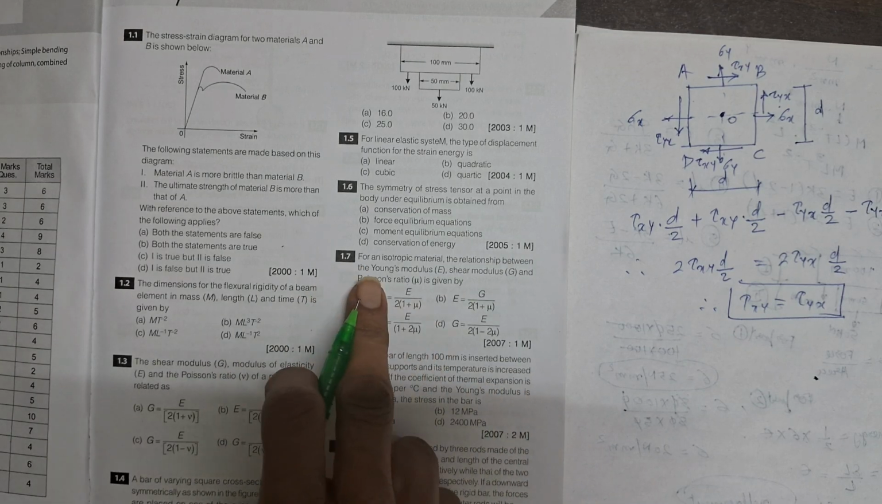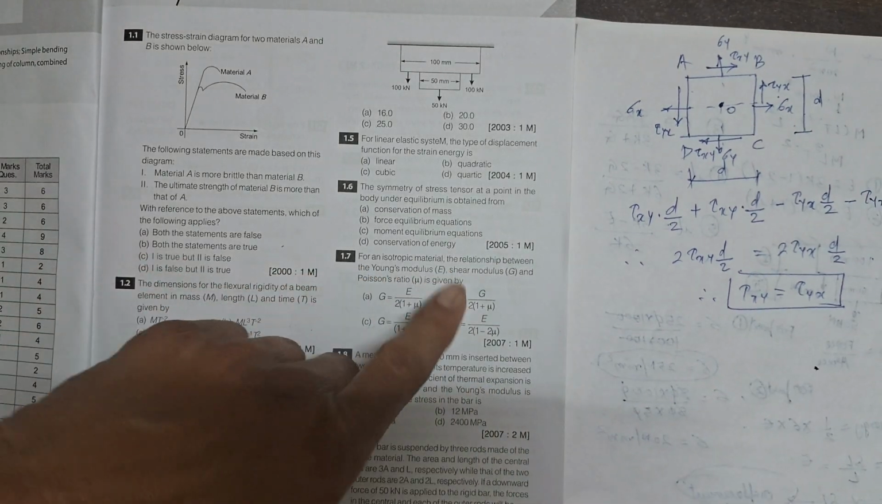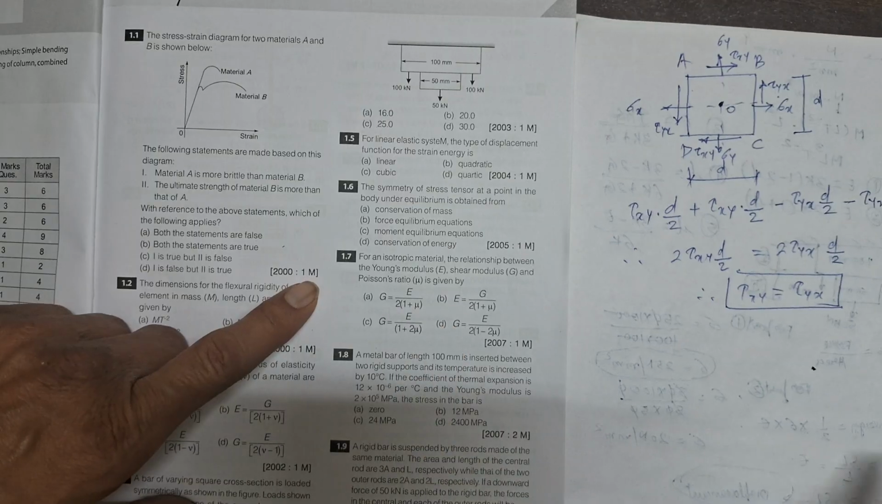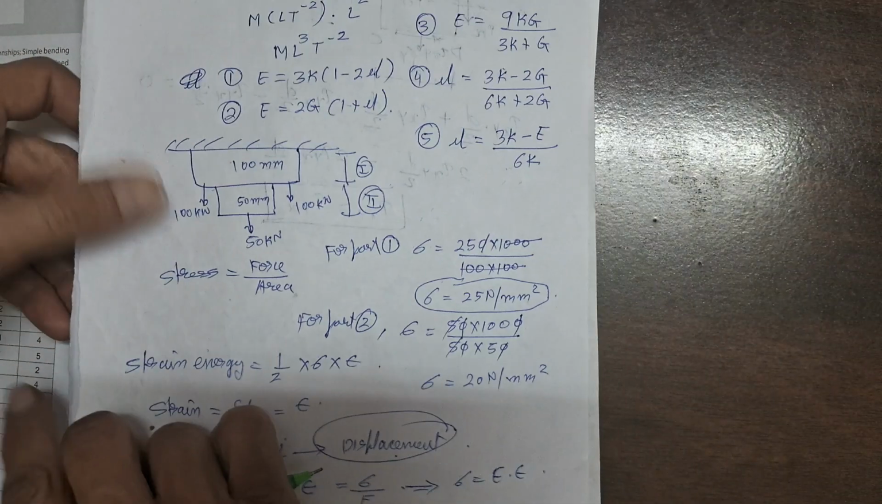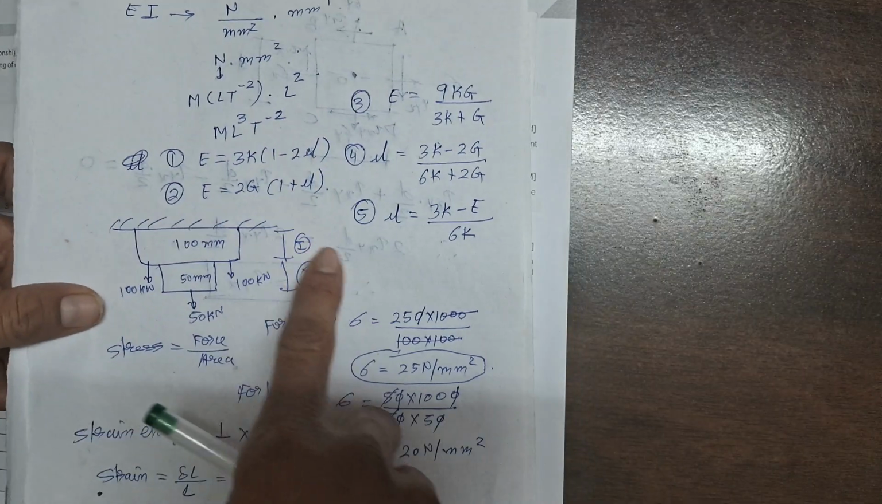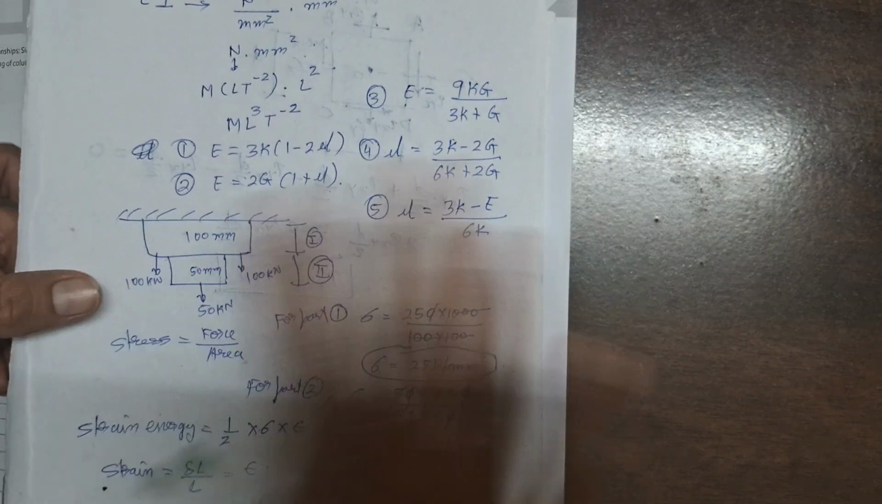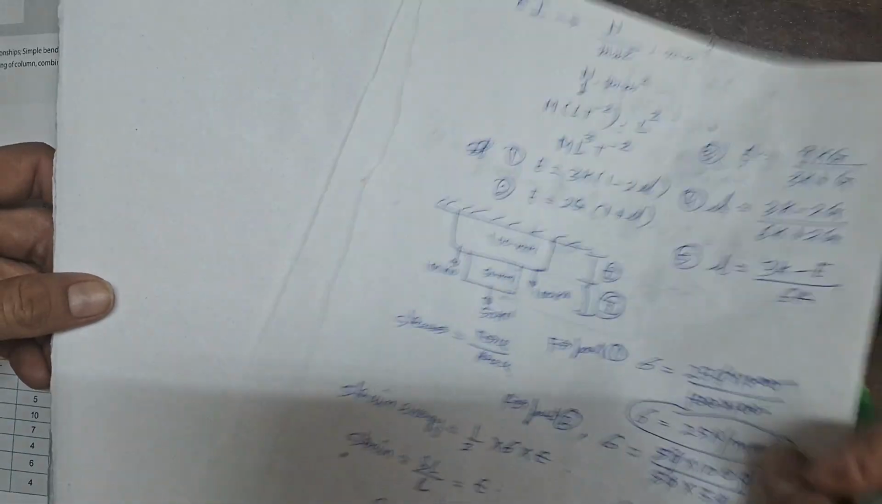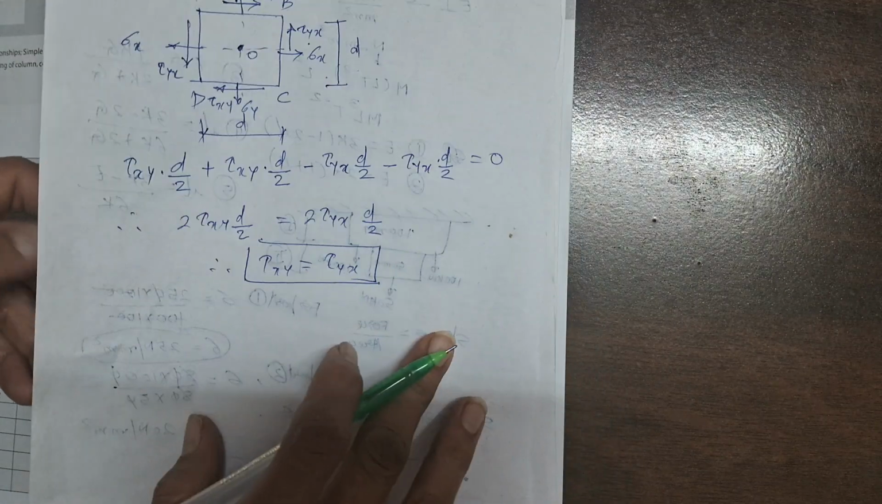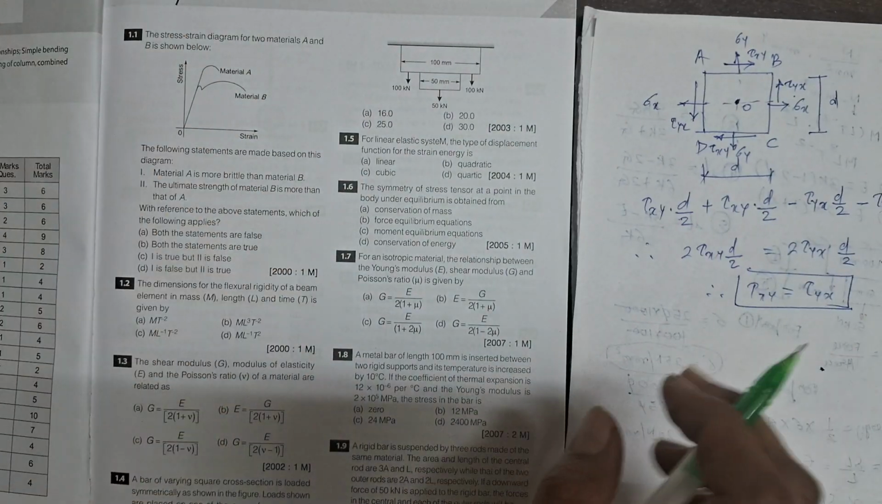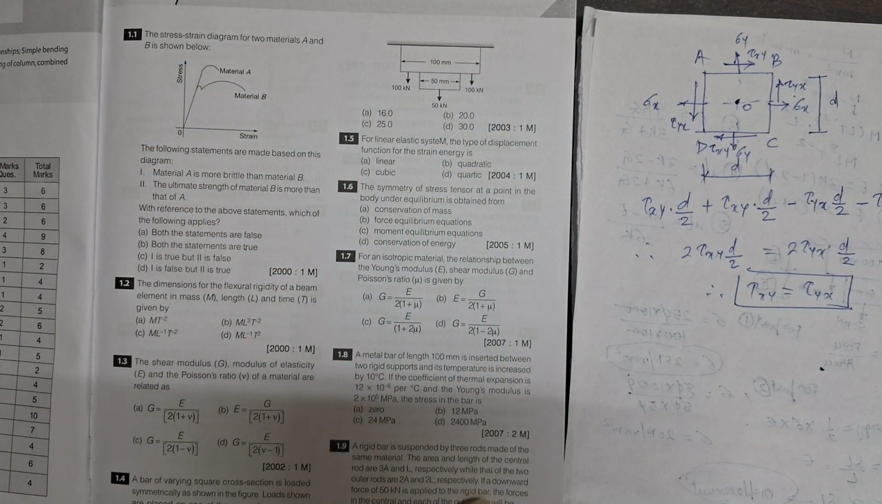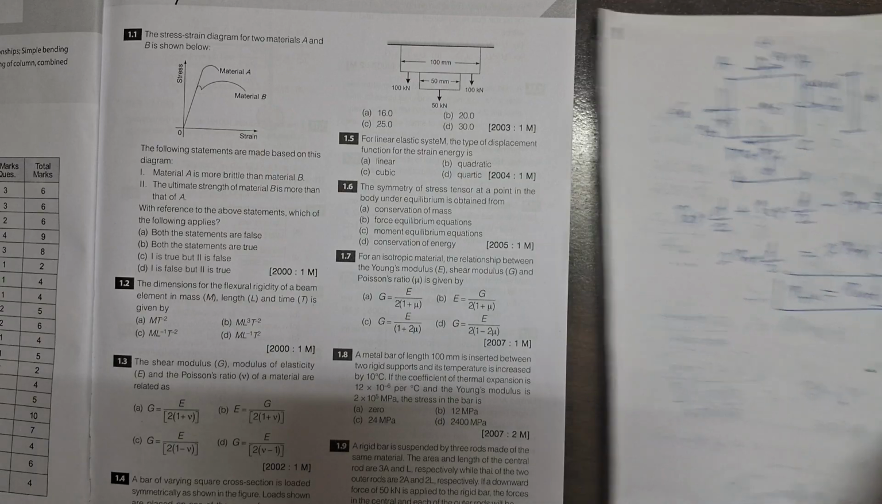Again this question, for an isotropic material relationship. This relationship I have just now explained. All these 5 formulas I have told you, you just have to memorize them so that you can solve any question. Okay, next question we will see.